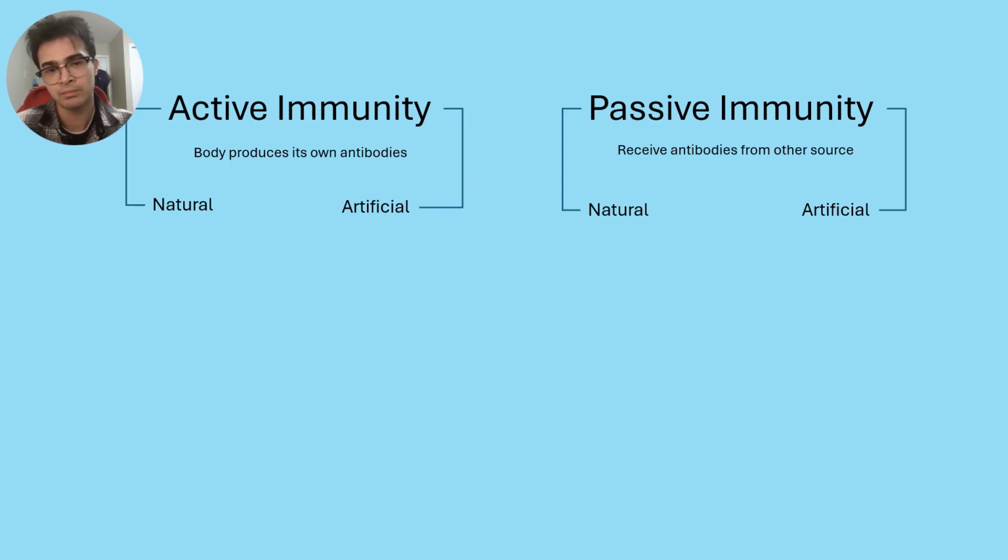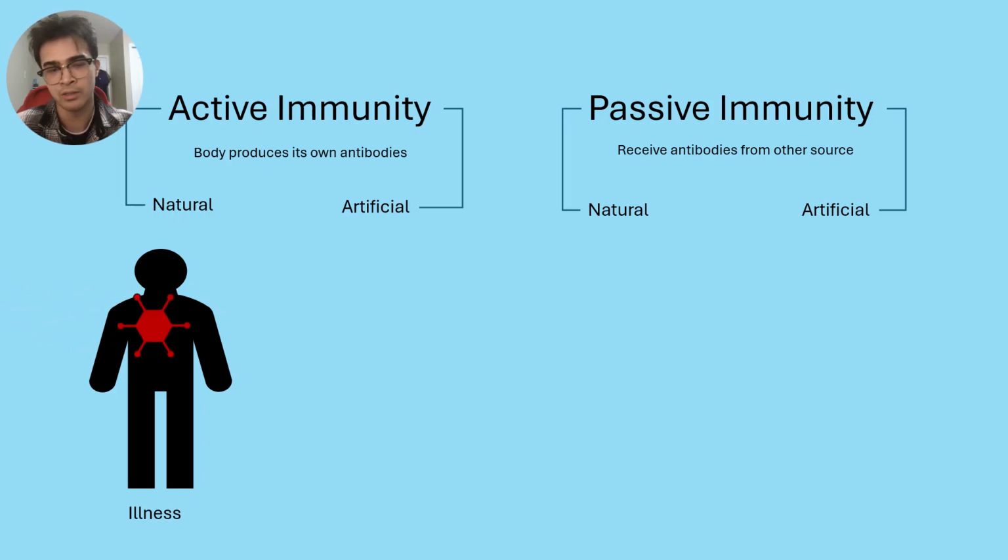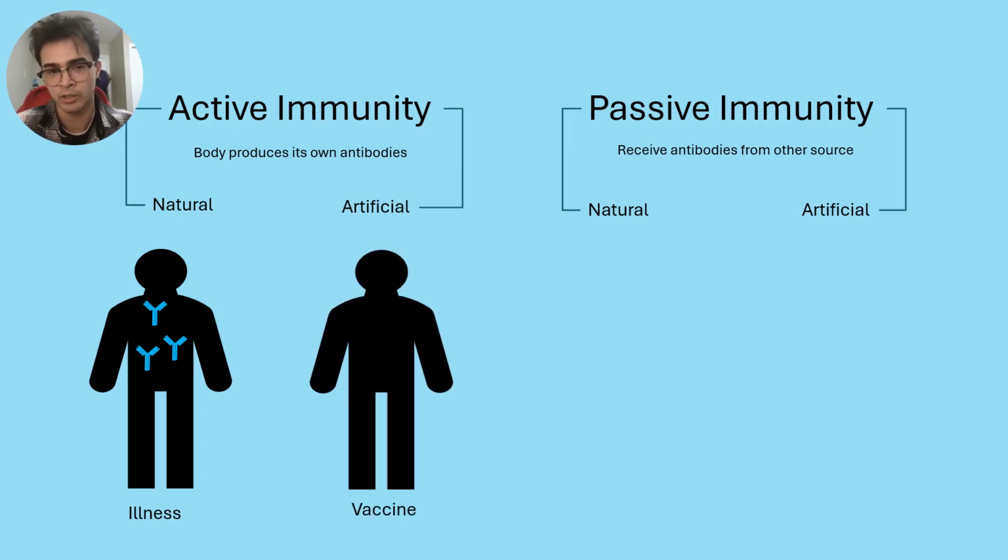When we're discussing active natural immunity, we're talking about an illness infecting a person like usual. They produce their own antibodies, so they're immune to it a second time. When we're talking about artificial active immunity, we're talking about vaccinations, where a weakened form of the virus is injected into a person, their body builds antibodies, and they're immune to the real virus.